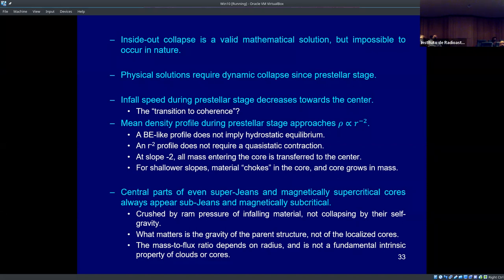So we should not divide the cores as magnetically supported or not just by measuring a single value of the mass to flux ratio. Instead, in order to determine whether a core is supported or not, we should look at its environment and see if there's any trend of the mass to flux ratio increasing, because in that case, your core may not be hydrostatic. Your core may actually be in the process of collapse. And so it's like we're interpreting it wrong.